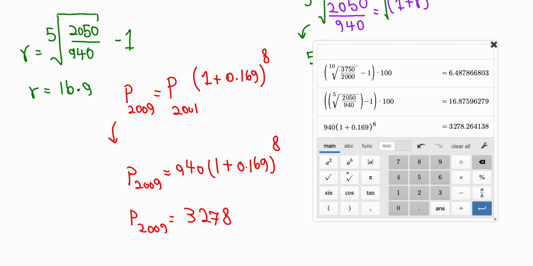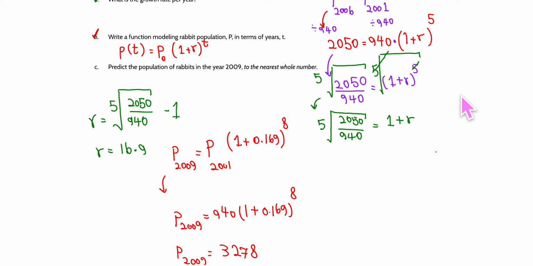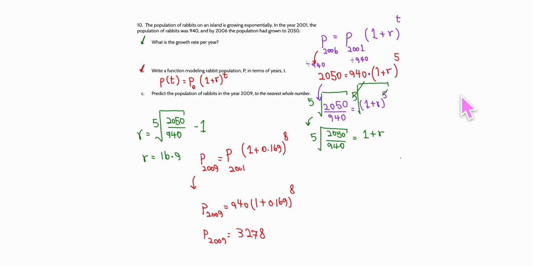Why do they ask us to round to a whole number? Because it doesn't really make sense to say we have 3,278.2 rabbits. They're objects, so we can have whole numbers only. And that's the answer to part C.